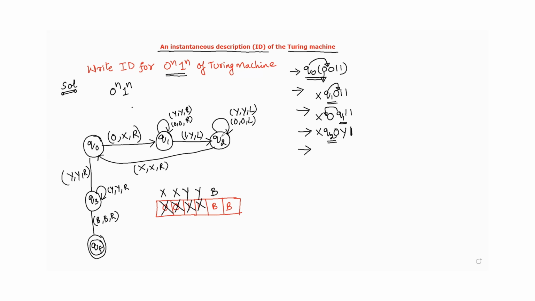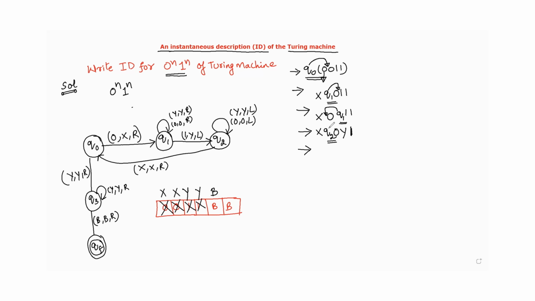Now next one, q2 on 0. What is the value of q2 on 0? Q2 on 0 goes to q2 only. When it goes to q2, it is going to the left side. So q2 on 0 goes to q2 only, but it goes to the left side.